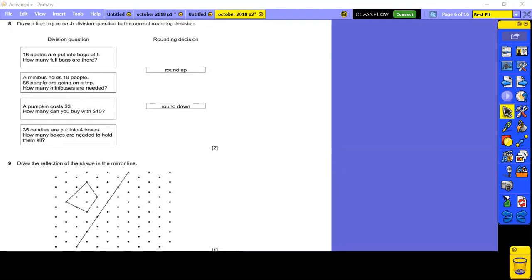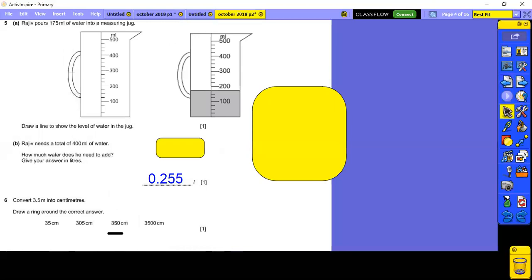Yeah, wait. Page 7, when he's saying which graph. Write the question, dear. I'll go back to Akram because he was asking about question number 5B. 5B, your question, Akram, he's saying Rajiv needs a total of 400 milliliters. How much does he need to add?